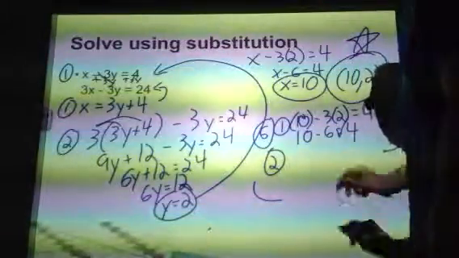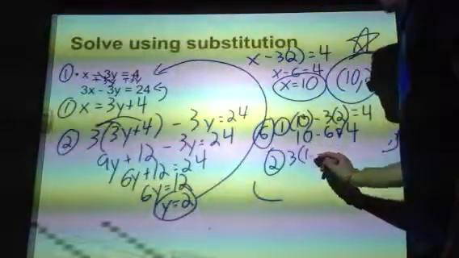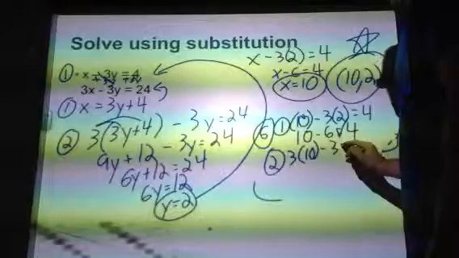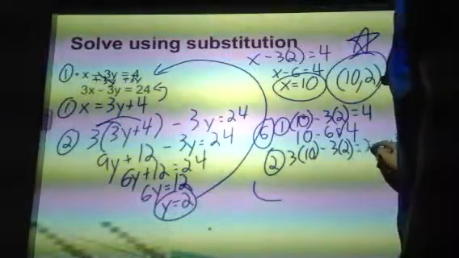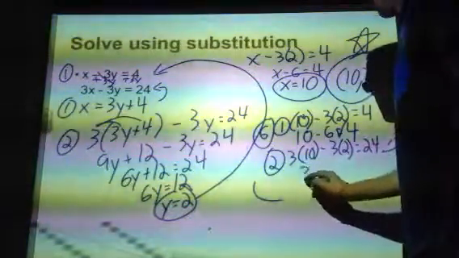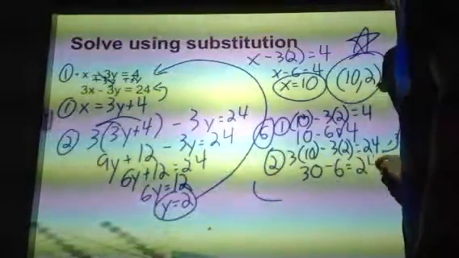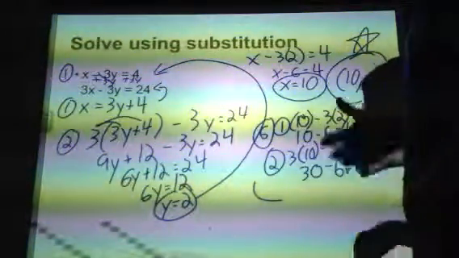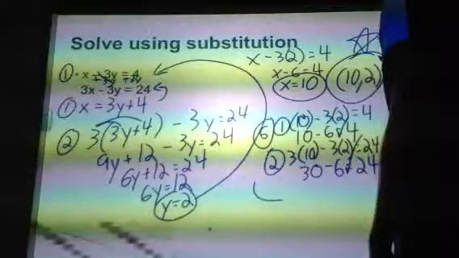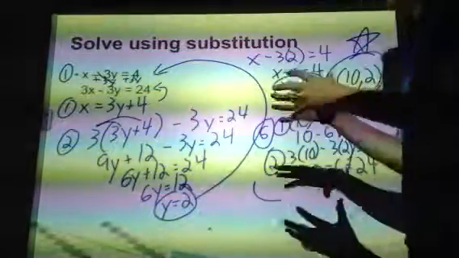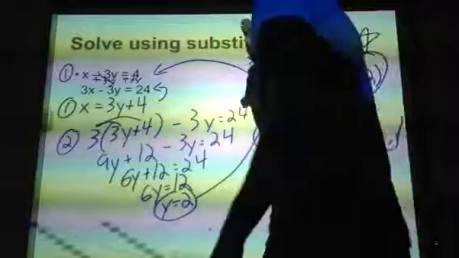Let's look at equation 2. 3 times 10 minus 3 times 2 equals 24. 3 times 10 is 30. Minus 3 times 2 is 6. 30 minus 6 would be 24. Okay, so our answer, 10, 2, is a good answer and makes both of those equations true in our system.